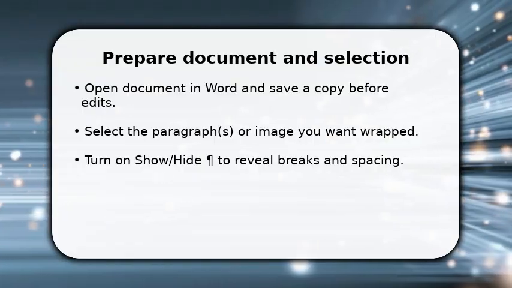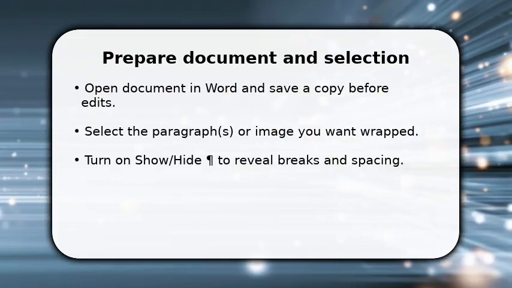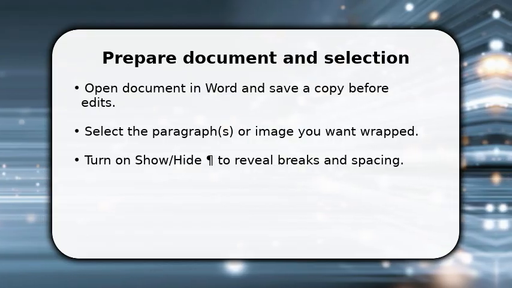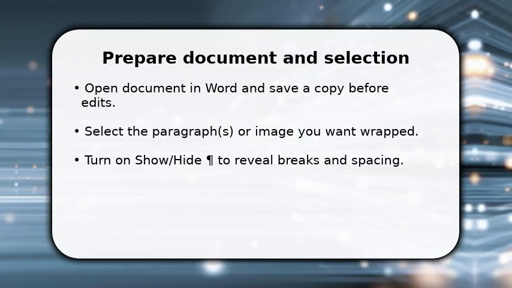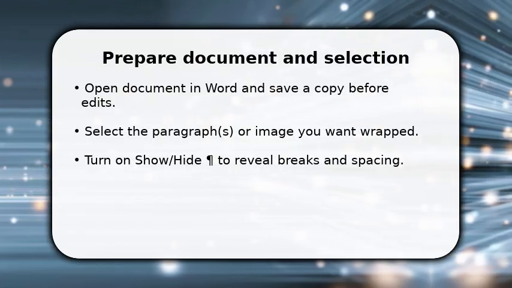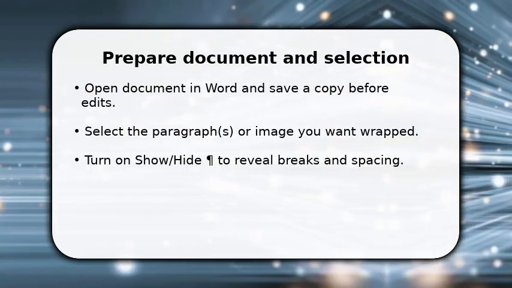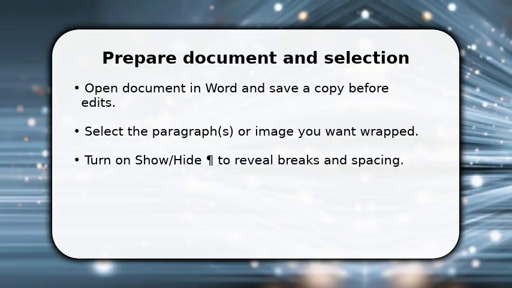You start by opening the document and selecting the exact text or object that needs wrapping so you work precisely. Once done, save a copy and enable show/hide to see hidden breaks. That prevents surprises. Make sure the paragraph uses normal or a consistent style, because inconsistent spacing breaks automatic wrap behavior.